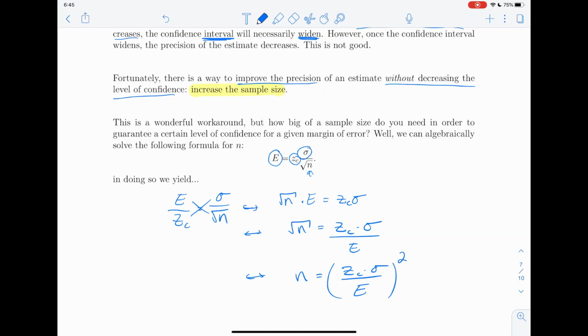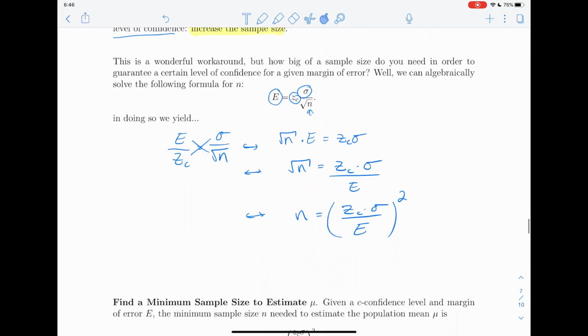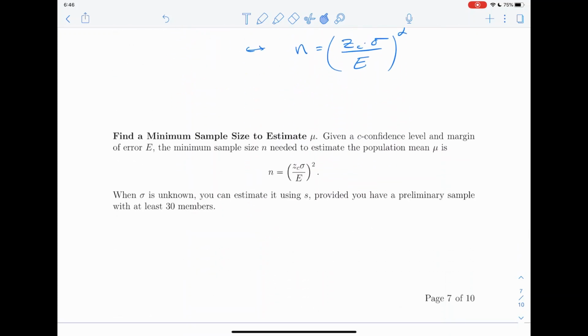And so, if you know the confidence, the error that you want, and the standard deviation, this is the formula that tells you how big your sample size needs to be. If we wanted to write this down formally, we'll write out the following. If you're given a c confidence level and a margin of error E, the minimum sample size n needed to estimate the population mean is exactly that formula we had before.